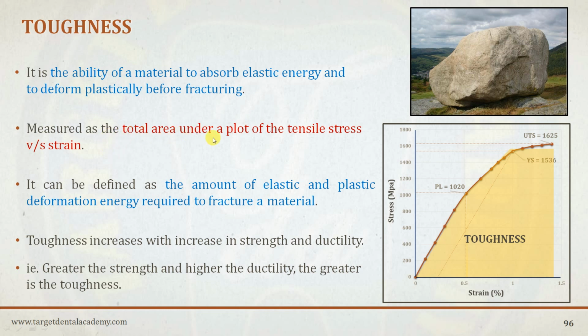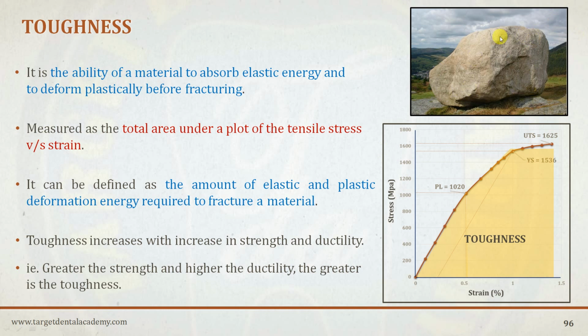Toughness is measured as the total area under a plot of tensile strength versus strain. It can be defined as the amount of elastic and plastic deformation energy required to fracture a material. How much energy is required to fracture a material? So toughness increases with the increase in strength and ductility. Obviously, the greater the strength and the higher the ductility, the greater is its toughness.